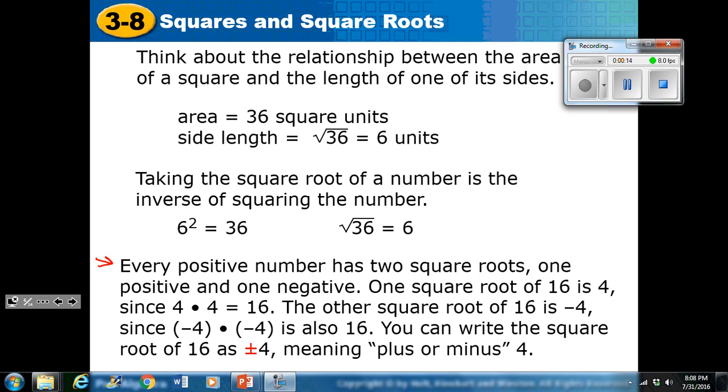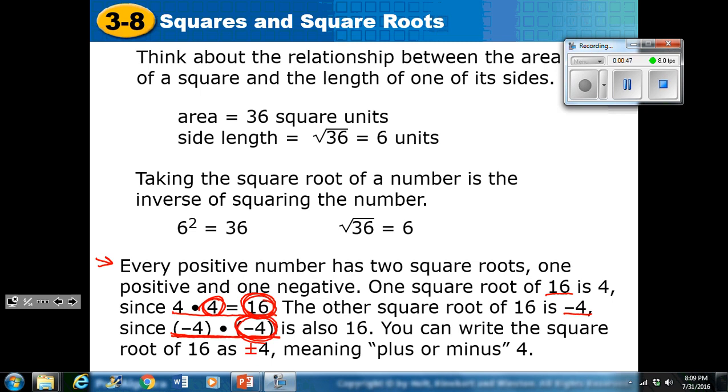One square root of 16 is 4, since 4 times 4 equals 16. So that's what the square root is, okay? Square root of 16 is 4, because 4 times 4 equals 16. But it has another square root, which is negative 4, because if you think about it, negative 4 times negative 4 also equals 16. So negative 4 is another square root of 16.